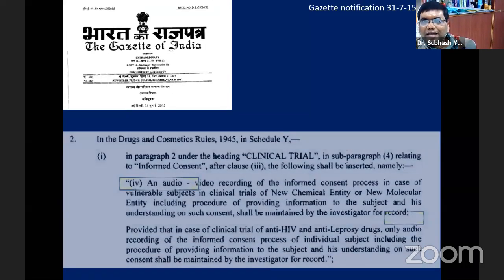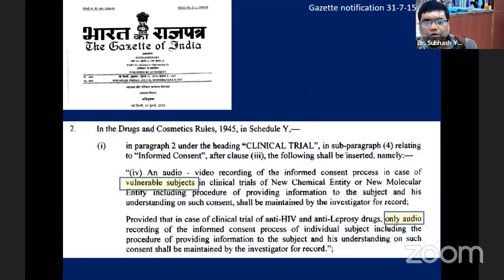Just a single slide regarding the audio visual recording. India was the first country where audio visual recording was started, I think in 2013. Initially an order came from the Supreme Court and it was for every subject, but subsequently it was modified. Now this audio video recording is mainly for vulnerable subjects, like a pregnant female, or a subject coming from prison, or an elderly subject.